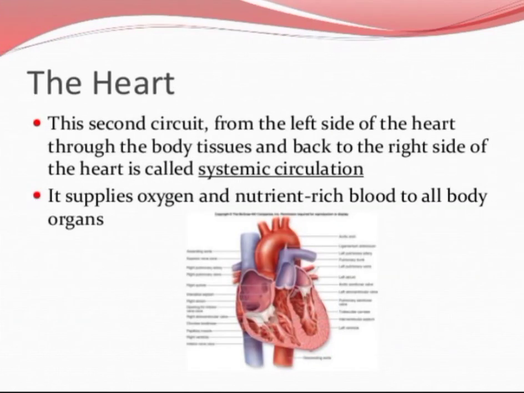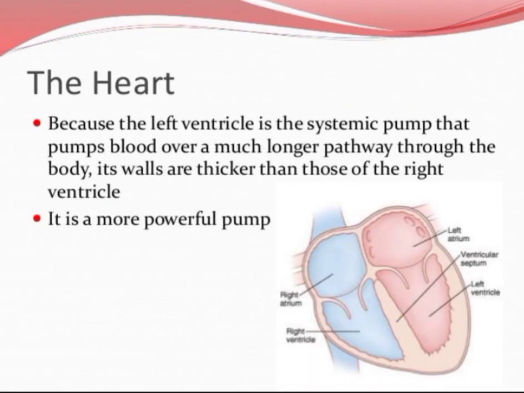The second circuit, from the left side of the heart through the body tissues and back to the right side of the heart, is known as systemic circulation. It supplies oxygen and nutrient-rich blood to all parts of the body. Because the left ventricle is the systemic pump that pumps the blood over a much longer pathway through the body, its walls are thicker than those of the right ventricle. It is a more powerful pump.